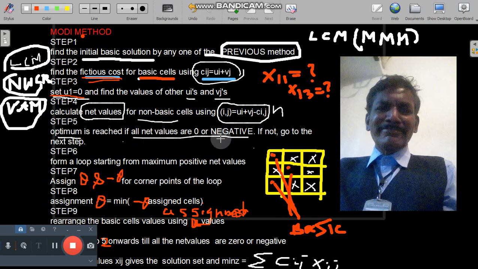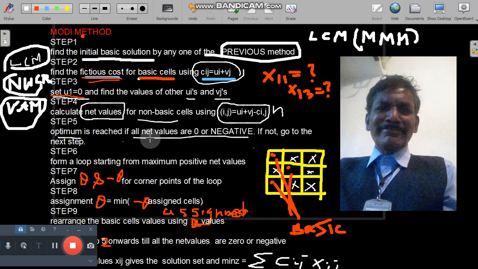If all the net values are 0 or negative, then we have reached our solution. We can stop the problem and we can give the solution set and the total transportation cost. That's all. We cannot move further. That is the optimum transportation cost. That is the minimum among minimum transportation costs.